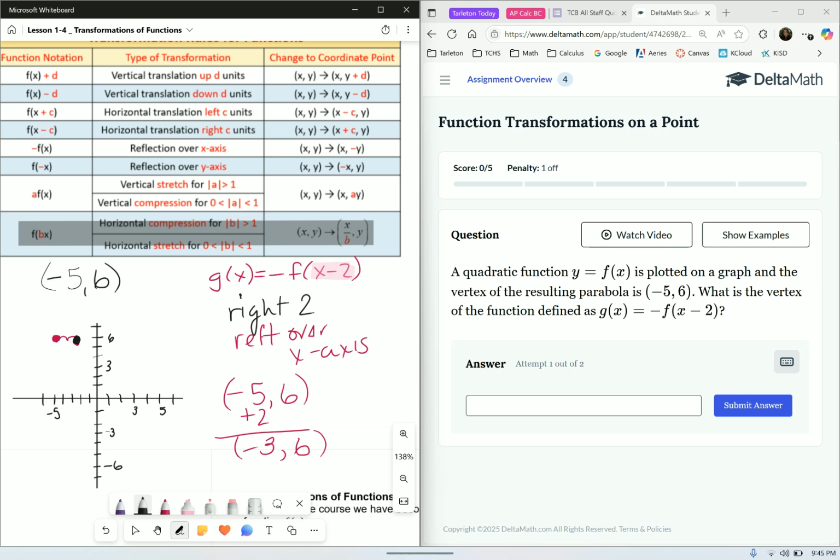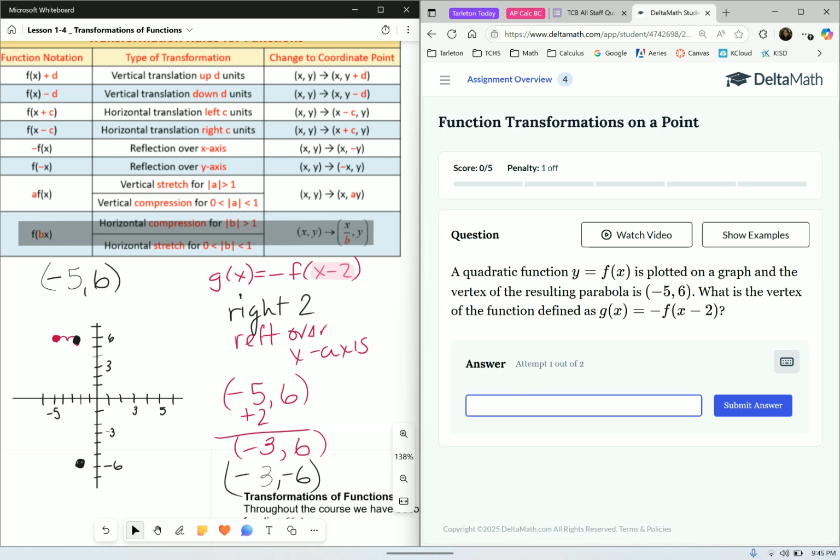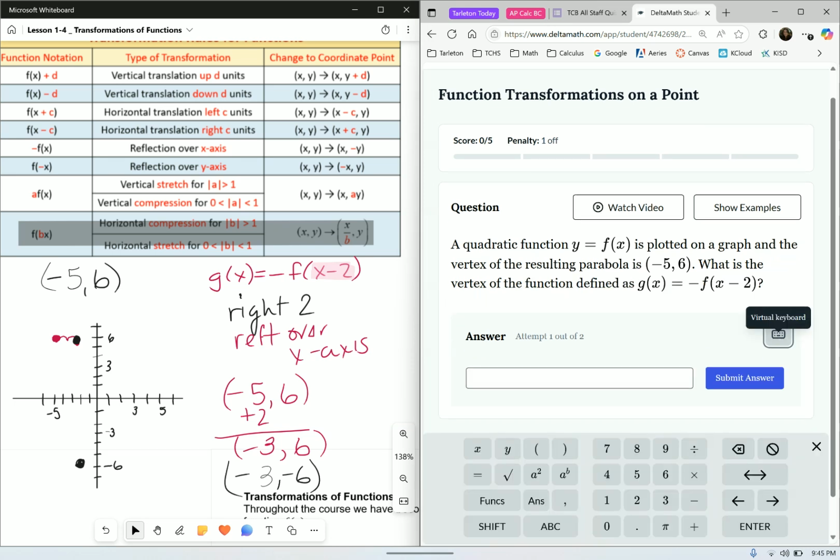Okay. And then we're supposed to reflect over the x-axis. So reflect over the x-axis means jump over, right? And so because we're jumping over from -3, 6 to the other side, the other side is going to be -3, -6. So that's the reflection. And so that would be my final answer. So we'll come over here and you'll type -3, -6.